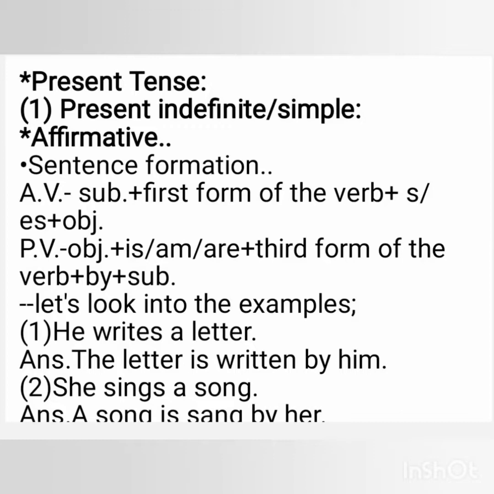Now, let's look into some examples. Number 1. He writes a letter. Here in this sentence, he is the subject, write is the first form of verb, and s is written with write, and letter is the object. Now, let's convert this sentence into passive voice. The answer will be: A letter is written by him.